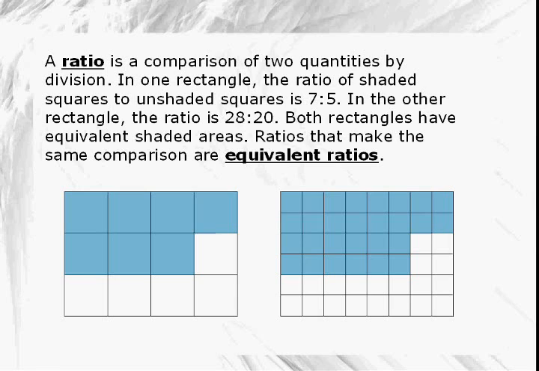If we were talking about a fraction, the left rectangle would be 7 out of 12. That would be your fraction. But since we're comparing two quantities, it's 7 to 5. It's called a ratio.